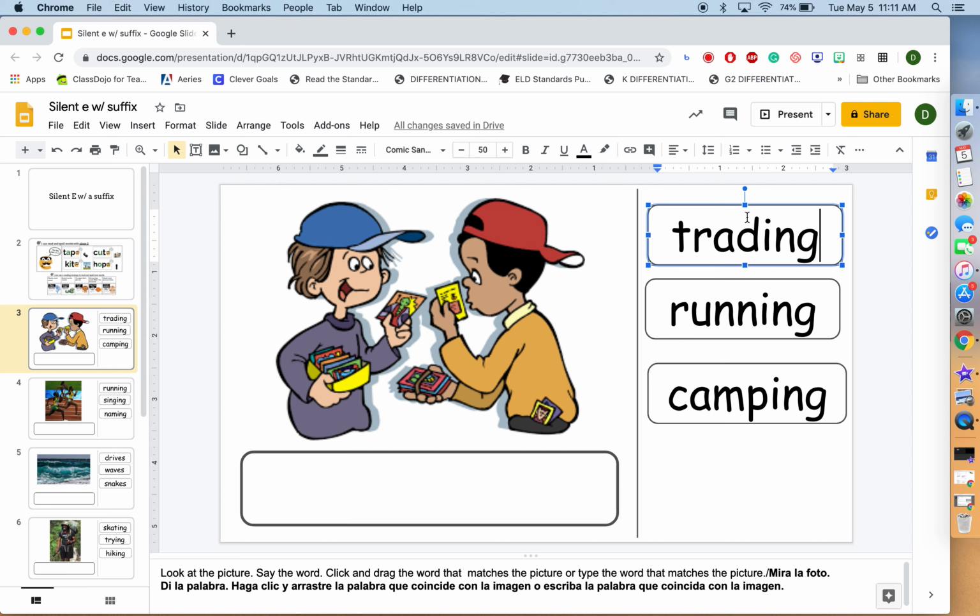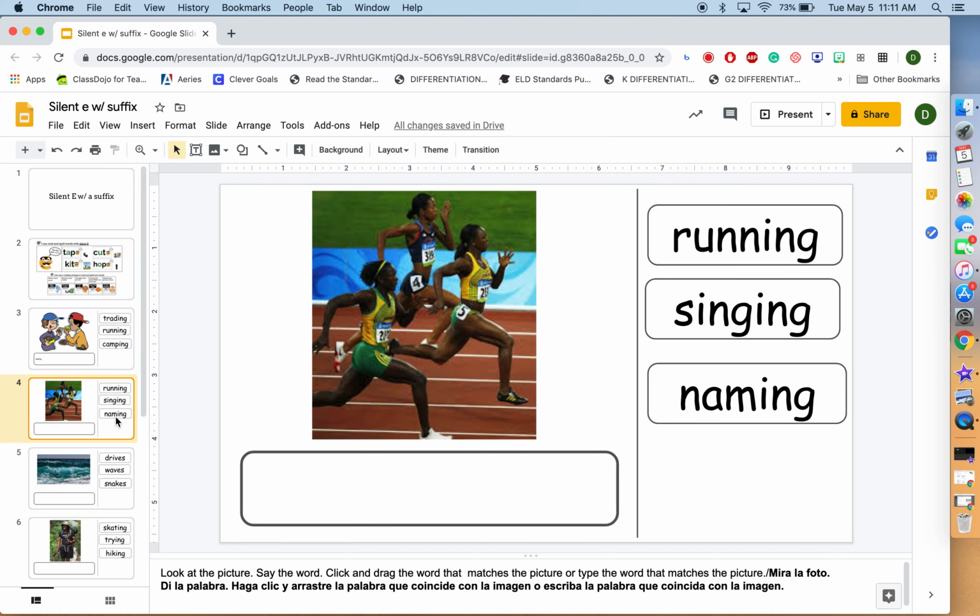I could grab it. I'm going to click and drag it. Which seems tricky. So actually, I'm just going to type it. And I'm just going to click this text box and start typing in. T-R-A-D-I-N-G. Trading. Cool. Like I said, we're going to do this one in class together.